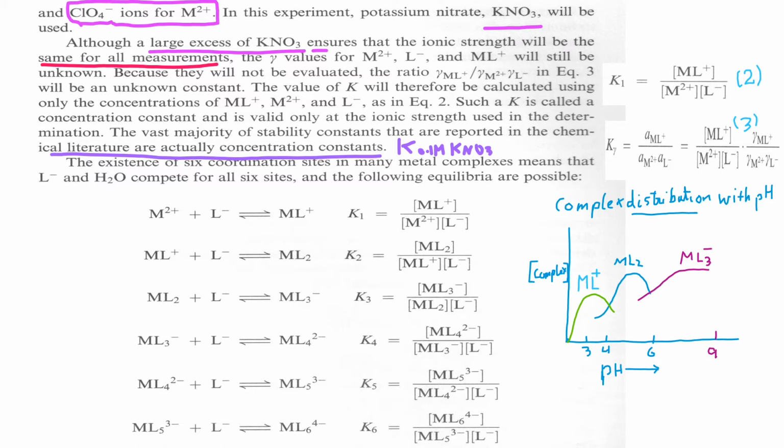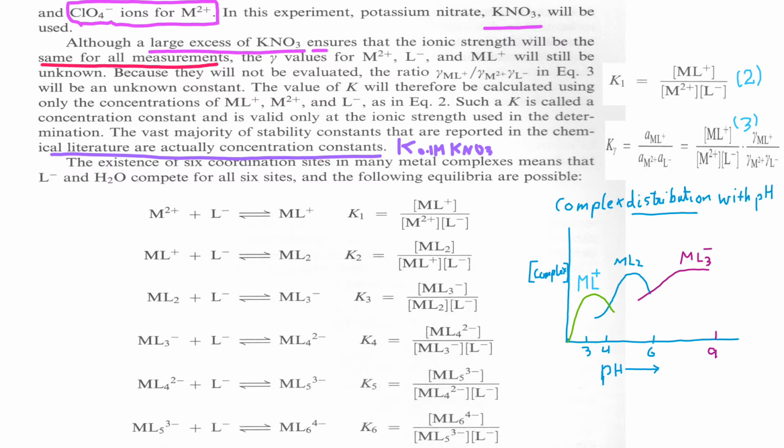Now, the existence of coordination sites in many metal complexes means that L minus and H2O compete for all the six coordination sites, and the following equilibria will take place in solution. The first equilibrium will be M2 plus plus L minus, with K1, giving ML plus. Then ML plus, assuming a monodentate ligand, you have six ligands. ML plus plus L minus, with K2, gives ML2, and ML2 will react with L minus to give ML3 minus, and K3 can be evaluated.